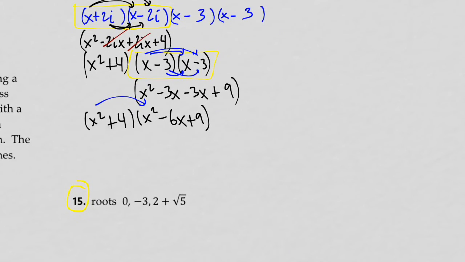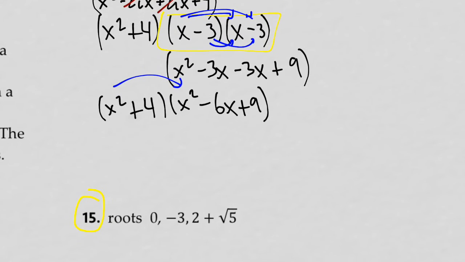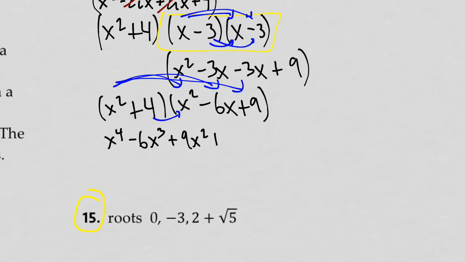X squared times x squared is x to the 4th. X squared times negative 6x is negative 6x squared. Cubed, I mean. Negative 6x cubed. X squared times 9 is 9x squared. 4 times x squared is 4x squared. 4 times negative 6x is negative 24x. And 4 times 9 is 36. That's the last one.